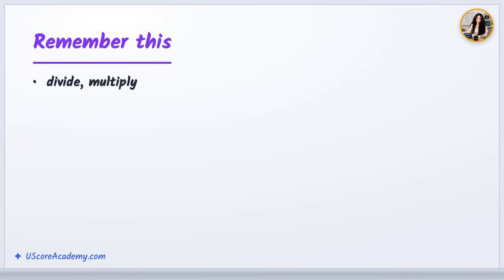The steps are divide, multiply, subtract, and bring down. Move from the biggest place value to the smallest, one digit at a time. Take it slow, and each group comes out equal.